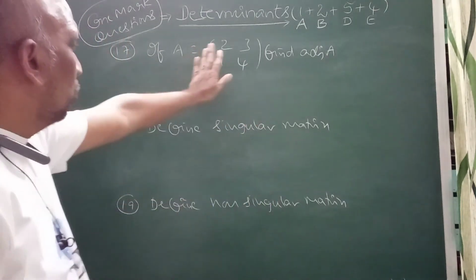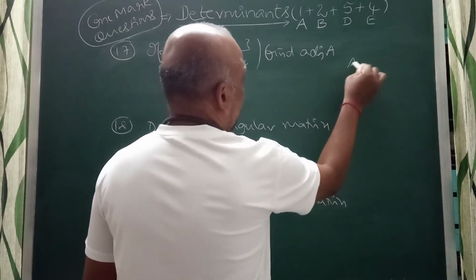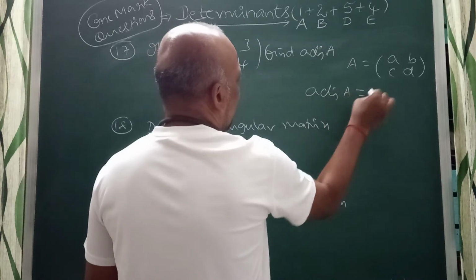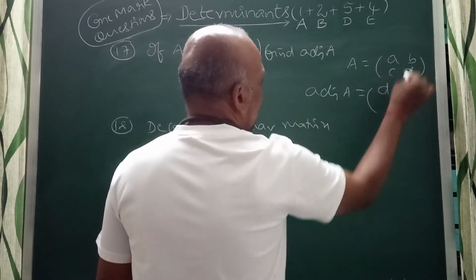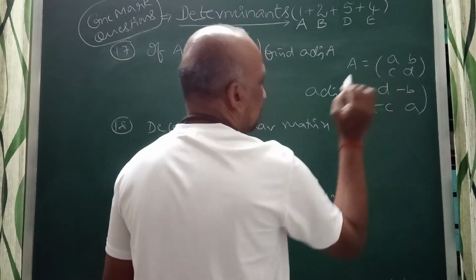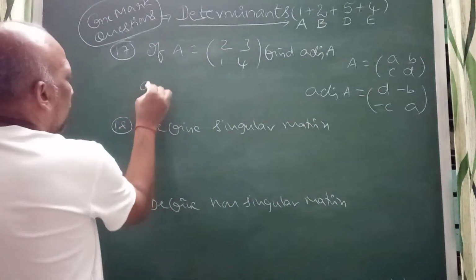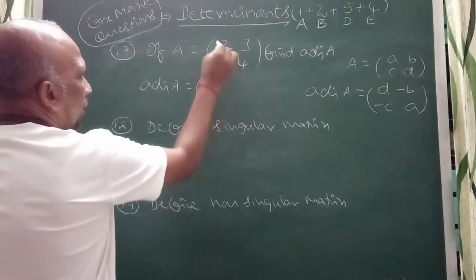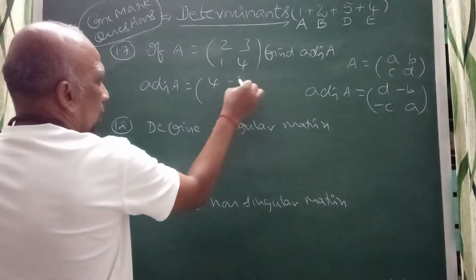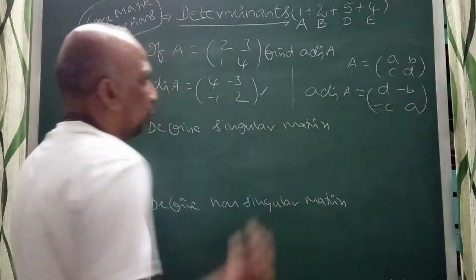Now they have given here A equal to matrix 2, 3, 1, 4, find adjoint A. Remember, when they are asking this, if A is equal to a, b, c, d, always remember adjoint A equals: interchange these two elements, change the sign of the other two, minus b, minus c. I can write the adjoint directly. Same thing, I can write adjoint A equal to: interchange these two, 4 and 2 here, and change the sign of this, minus 3, minus 1. So this is the adjoint. If they give any matrix, we can follow this.